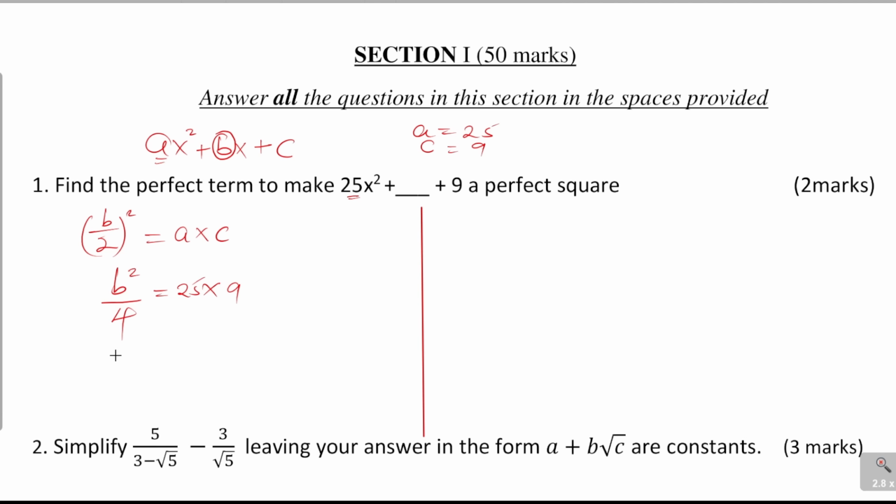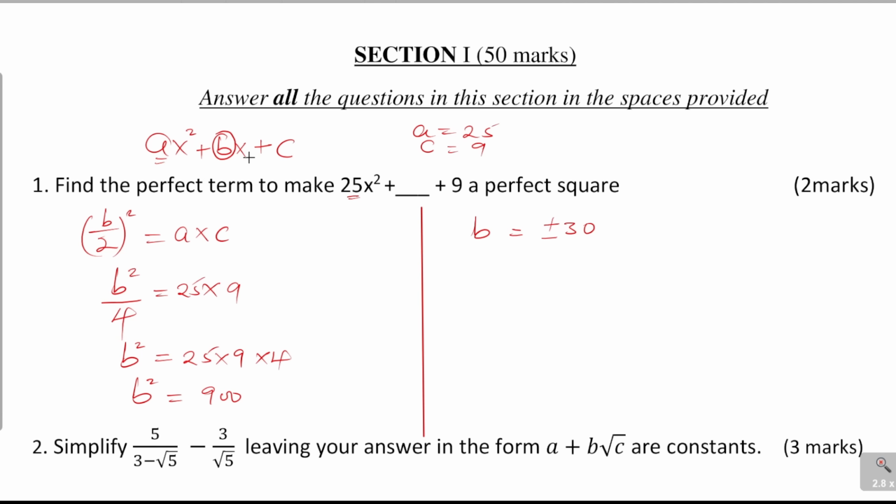So make b the subject by multiplying both sides by 4. When you multiply both sides of this equation by 4, you'll get b squared is equal to 25 multiplied by 9 multiplied by 4, that gives 900. So to get b, you get the square root of both sides. Square root of b squared is b. Then the square root of 900 is either positive or negative 30. And that is the term.